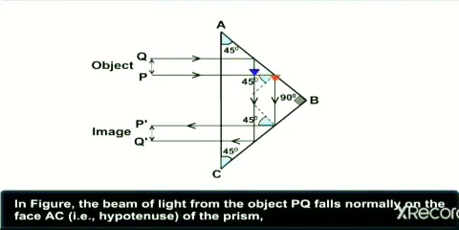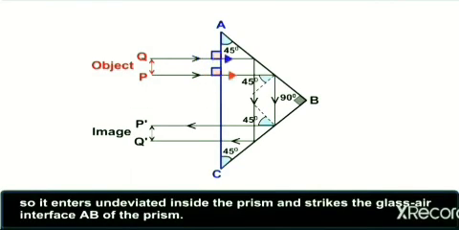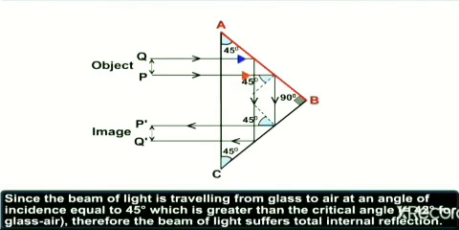In figure, the beam of light from the object PQ falls normally on the face AC, that is, the hypotenuse of the prism, so it enters undeviated inside the prism and strikes the glass-air interface AB of the prism. Since the beam of light is traveling from glass to air at an angle of incidence equal to 45 degrees, which is greater than the critical angle, which is equal to 42 degrees for glass to air, therefore, the beam of light suffers total internal reflection.